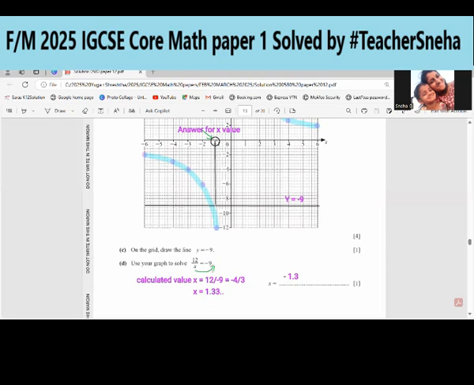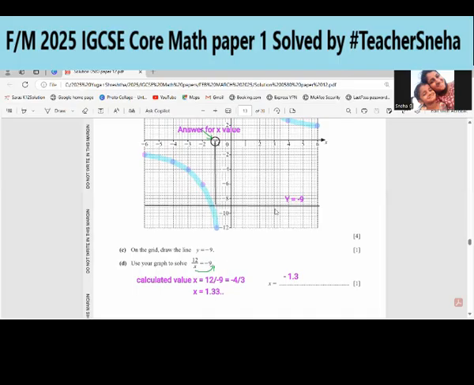12 upon x = minus 9. We have to solve this equation using the graph. We will first find the calculated value. So here 12 upon x = minus 9. On switching x to the numerator and 9 to the denominator, what we get is 12 divided by minus 9 is equal to x, and therefore x is equal to minus 4 upon 3. And then we get an answer for x as minus 1.3. This is an estimated value of x. And then we work out the value of x using the graph also.